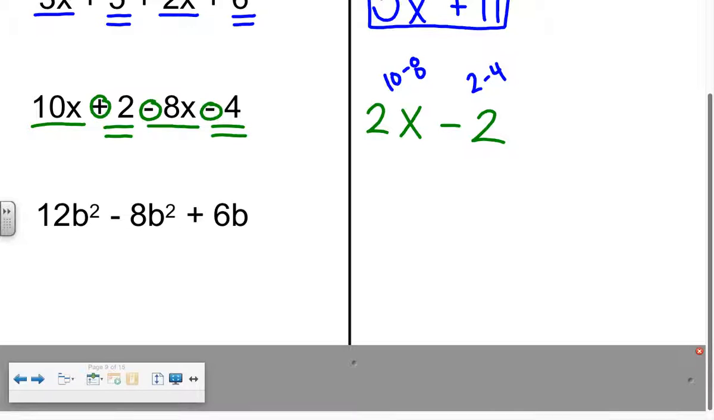Now we get to one with exponents. 12b squared and negative 8b squared are like terms because they both have a b and they're both squared. 12 minus 8 is 4. And then 6b, there's nothing else to combine with 6b. Just look at the fact that it's positive and write plus 6b. So 4b squared plus 6b is our answer.